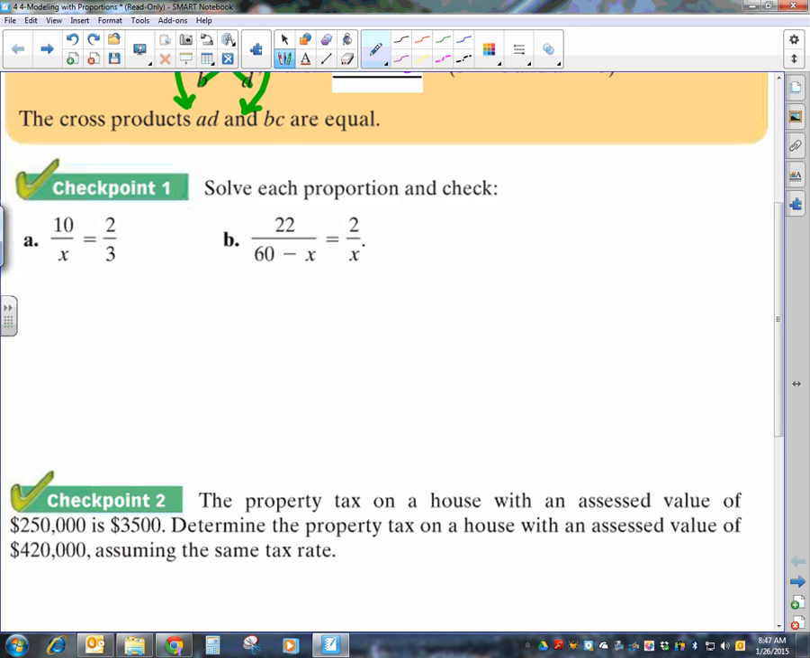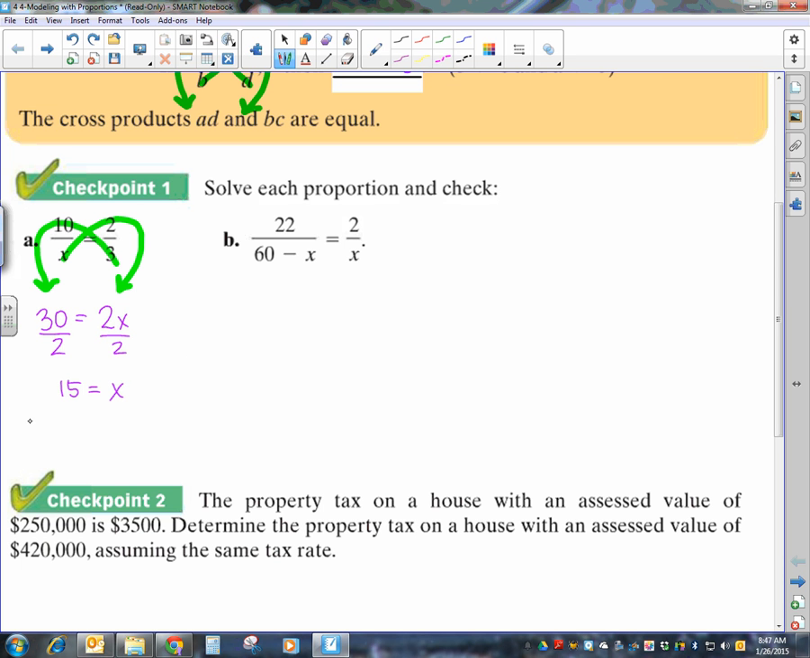So if I do what I was just showing you and we start at the bottom, then I'm going to write this one on that side and this one on that side, which is going to give me 10 times 3, which is 30, equals 2 times x, which is 2x. And then I'm going to divide both sides by 2 and find out that x equals 15.